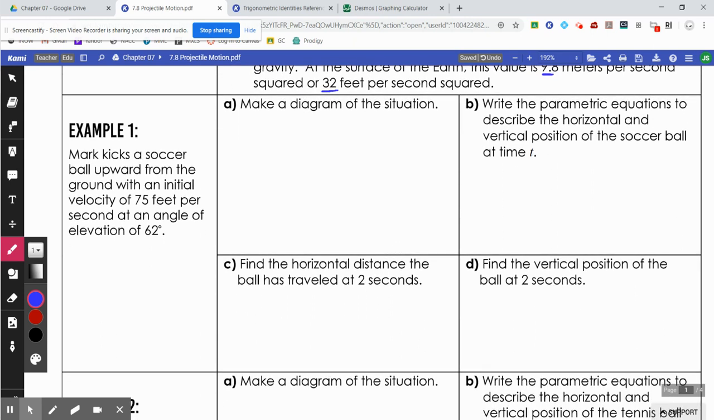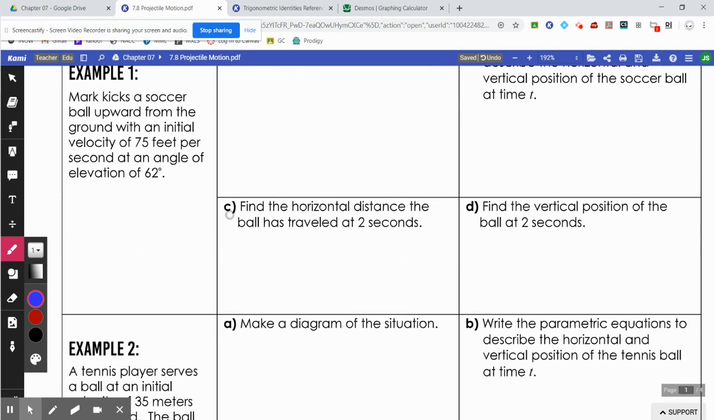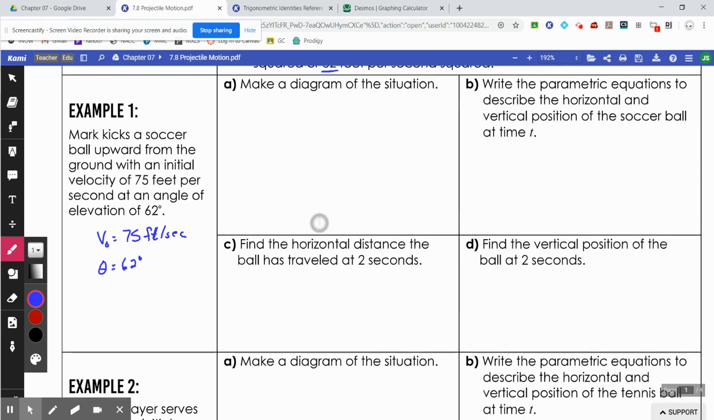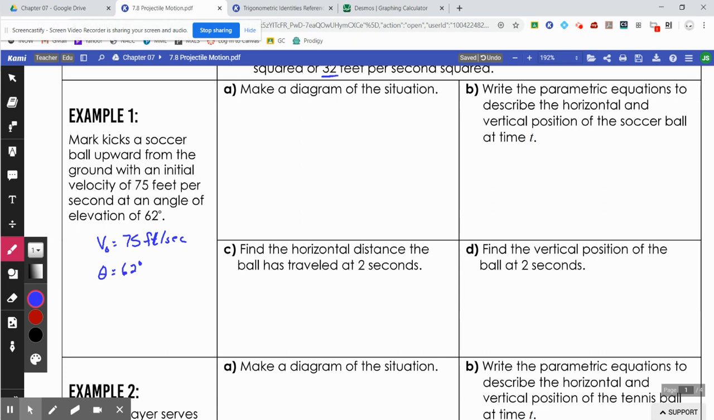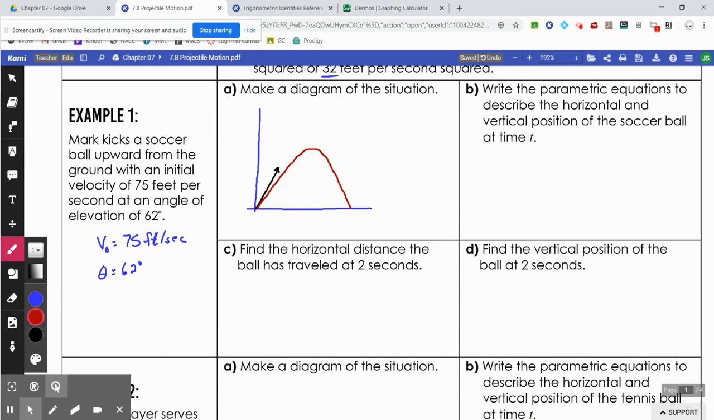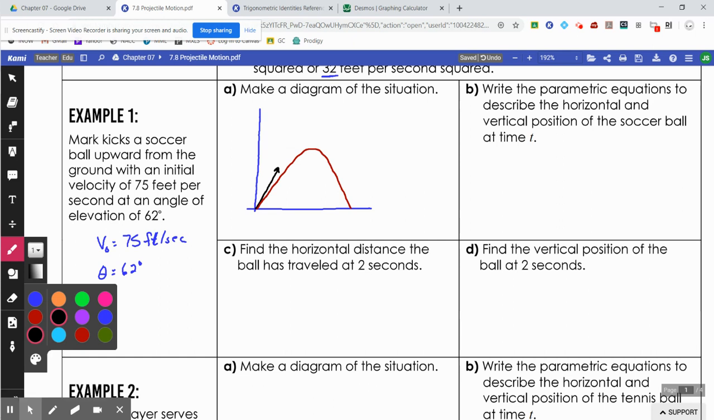Okay, example 1. Mark kicks a soccer ball upwards from the ground with an initial velocity of 75 feet per second at an angle of elevation of 62 degrees. So your initial velocity is given there, 75 feet per second, and you have a theta of 62 degrees. Make a diagram of the situation. And here's my diagram that I drew. I drew this black vector here, saying that if you kick it at this angle of 62 degrees, it's going to follow that angle, but then gravity is going to start pulling it down, and eventually it's going to reach its maximum point and then come back down to the ground.